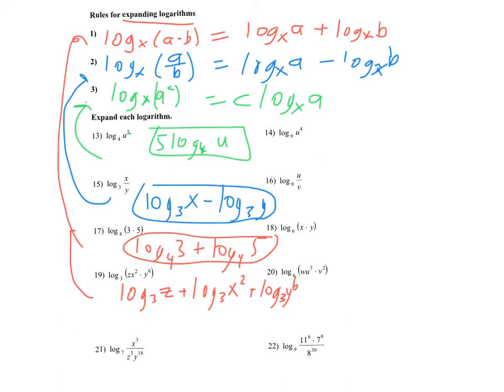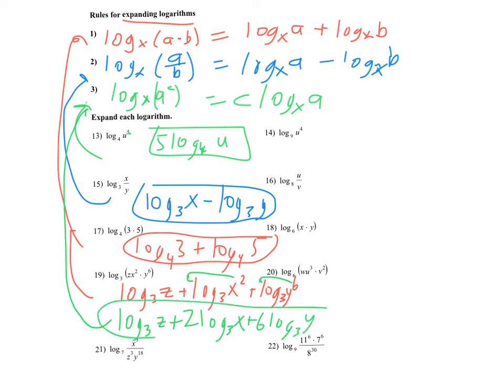But I actually need to do another step here. I now need to do step 3. Since we have exponents in here, I'm going to take everything that has an exponent and move it out to the front. So that 2 is going to move out front and become log base 3 of x. And then the 6 as well will move out front. There we go.